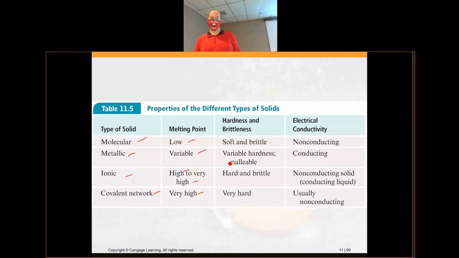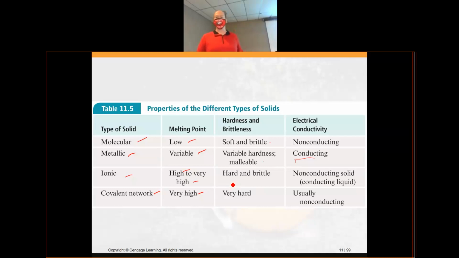Your metallic has variable hardness. All right, so because they're in the liquid state sometimes, and then you've got the iron rod, very, very hard. And they're malleable, which means they can be pounded into sheets. They're ductile, drawn into wire, and we draw them into wire because they are very conducting. And we use that for conducting electricity.